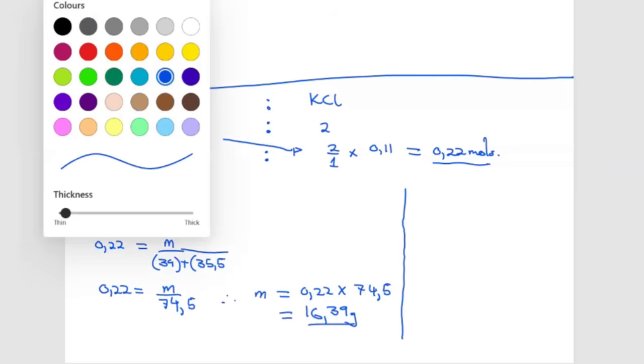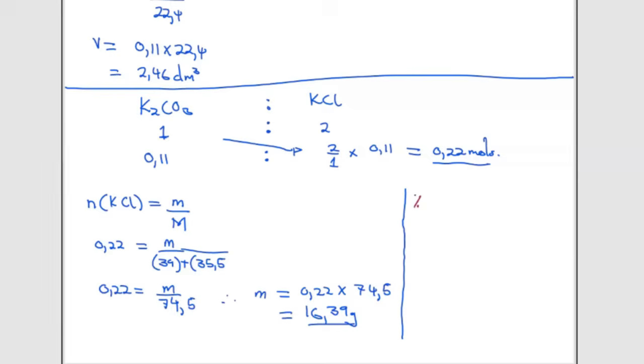So percentage yield is equivalent to the actual yield all over the theoretical yield, then we multiply that by 100, right? So as a percentage. Remember, we're trying to get this as a percentage, and then this is equivalent to the mass that you actually got there.